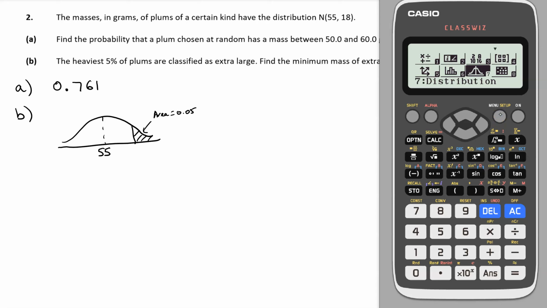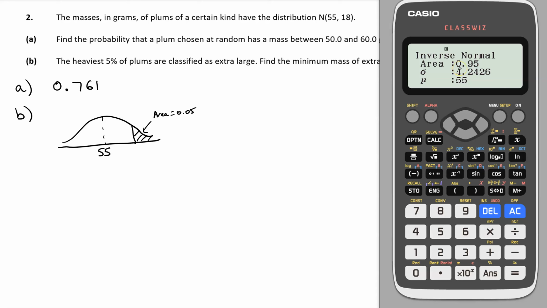So because we're trying to find a value, we're going to go Menu 7 again, but this time we're going to go for inverse normal. Now, I wouldn't put 0.05 in as my area, because that will tell me the bottom 5%. Remember, your calculator, when you're dealing with the area, it's always telling you the area to the left. So therefore, instead of thinking about 5% to the right of this value, I'm going to think about 95% to the left of that value.